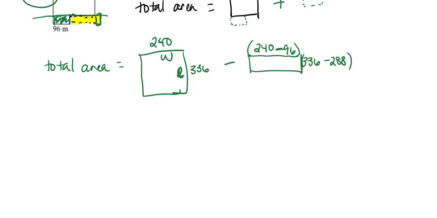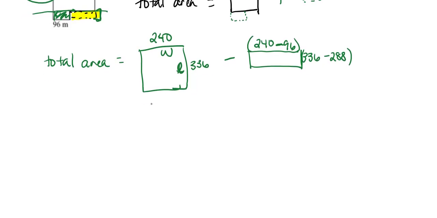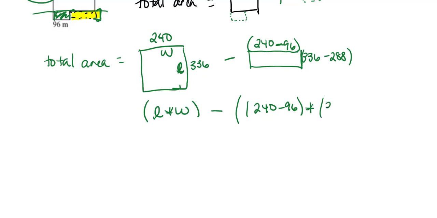So let's go ahead and start to solve. Because we go length times the width, and then we go minus, and then we need to go ahead and find this. We multiply. This length times the width is 240 times 336. So this is the length. This can be the width or vice versa.